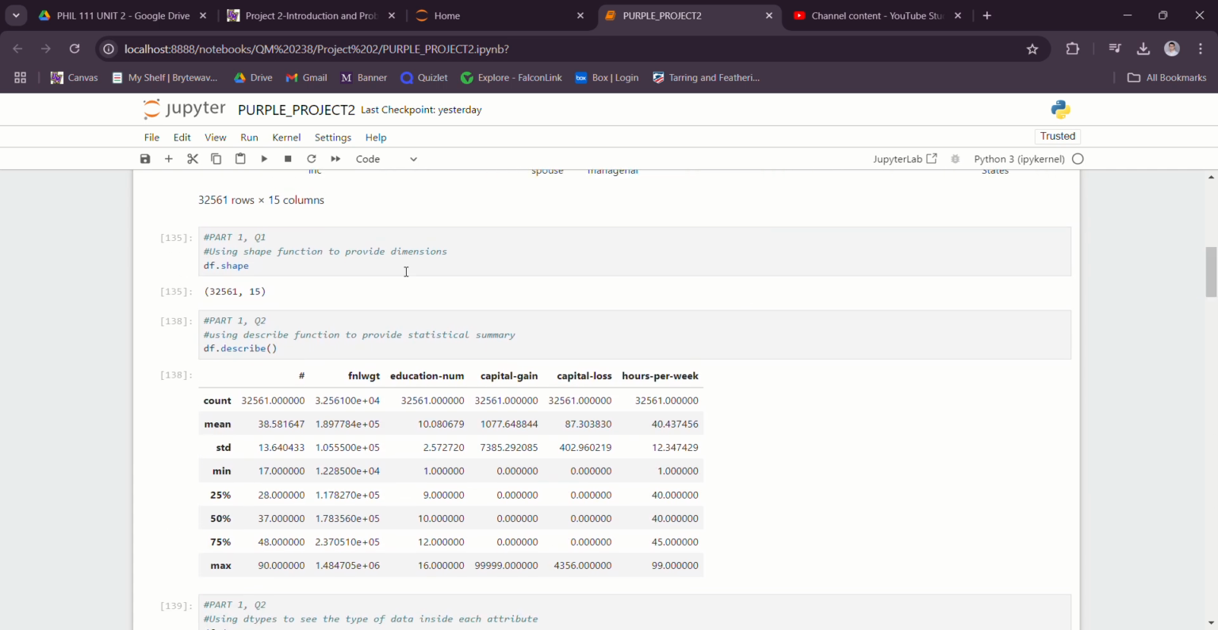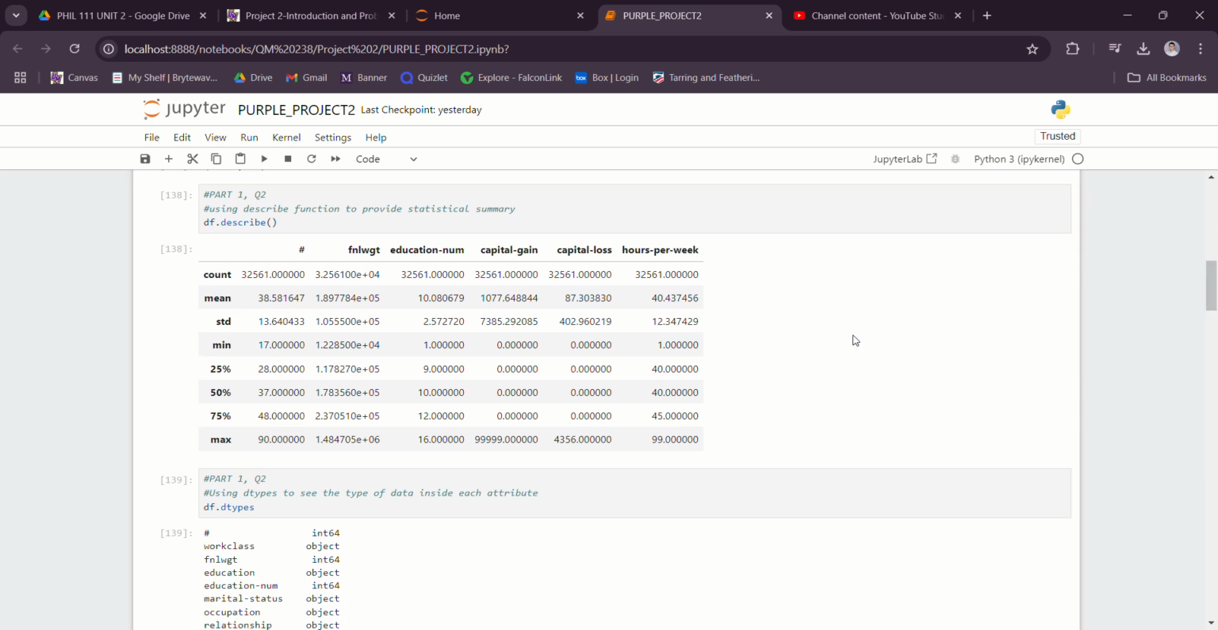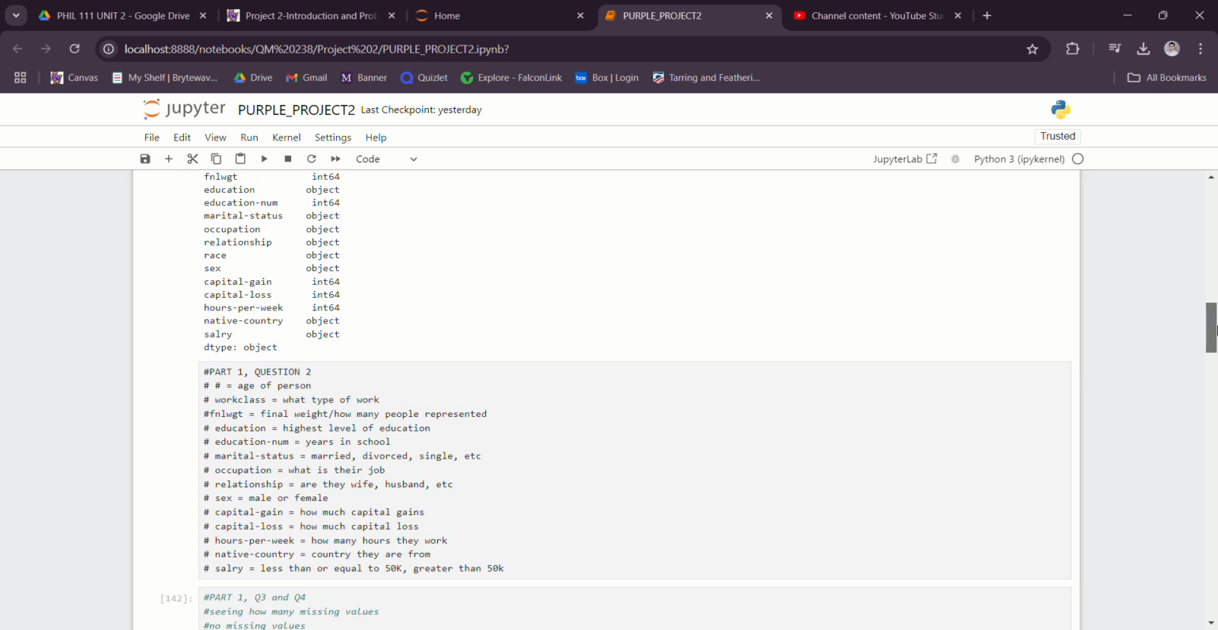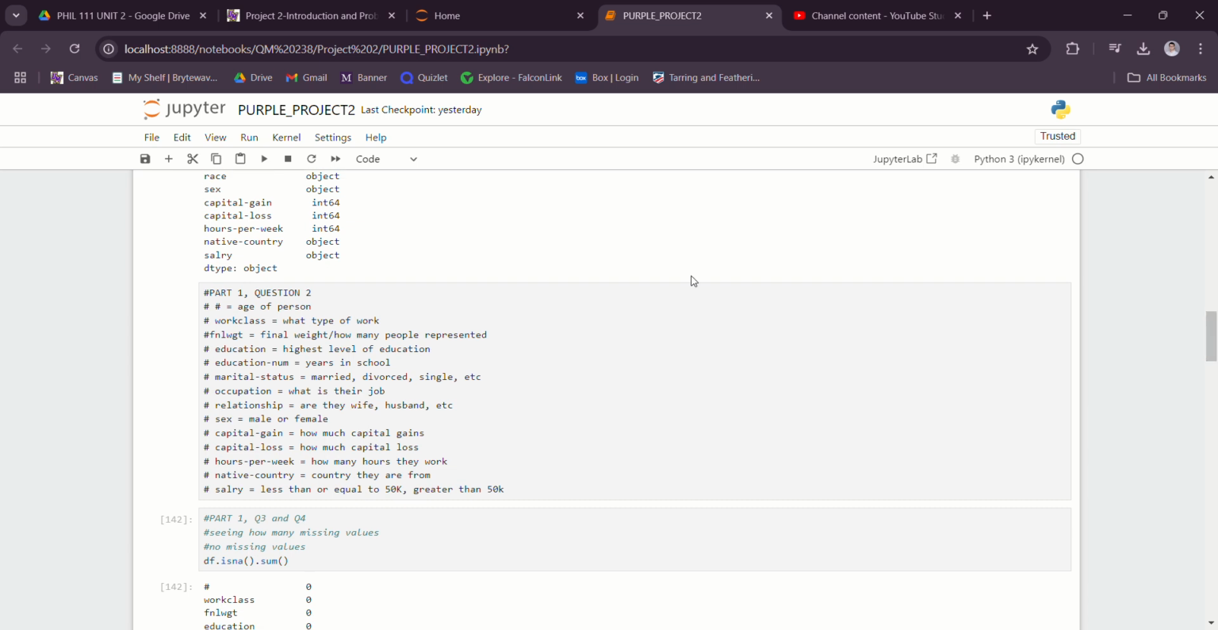I then used the shape function to provide the dimensions. You see I used df.shape. I then used the .describe function to provide a statistical summary of the data. I used the function .dtypes to see the different types of data inside each attribute. I then described each attribute.